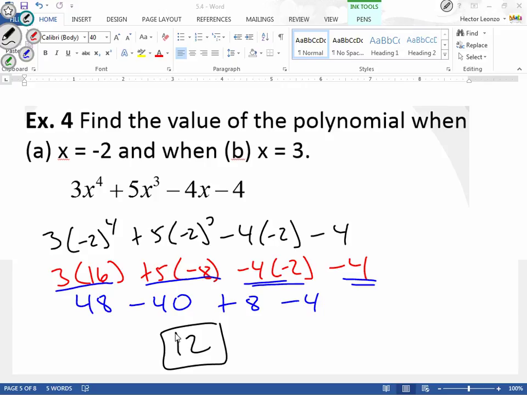Now for part B, instead of -2, do +3. And then basically do exponents first, and then multiply, and then lastly, add or subtract. I think you guys get the idea, so I'm going to skip that part.